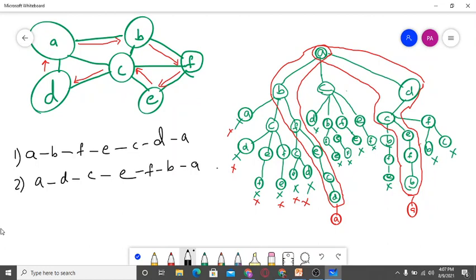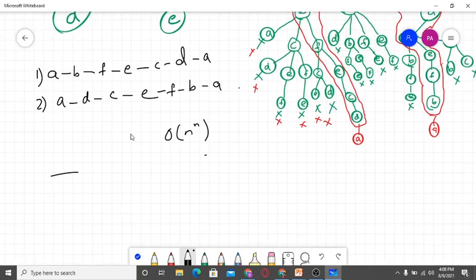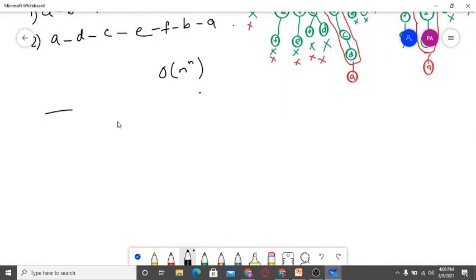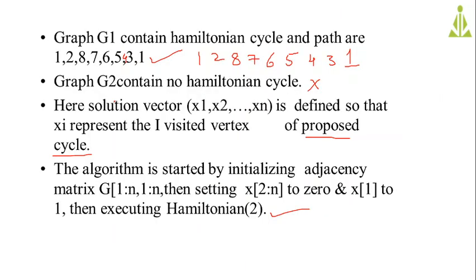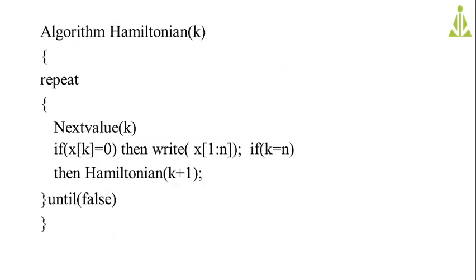Okay. So here, this is a Hamilton cycle example. And what is the time complexity for this? It is order of n power n. Next, in the Hamilton cycle, we have different graphs. That graph is a Hamilton cycle or not, you need to check. So here we will see the algorithm now.